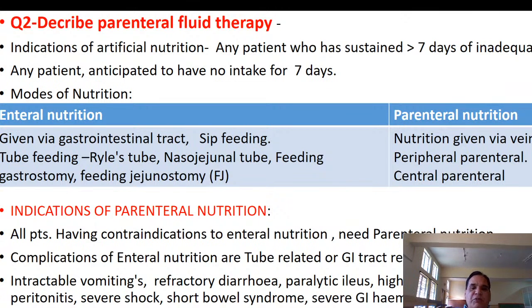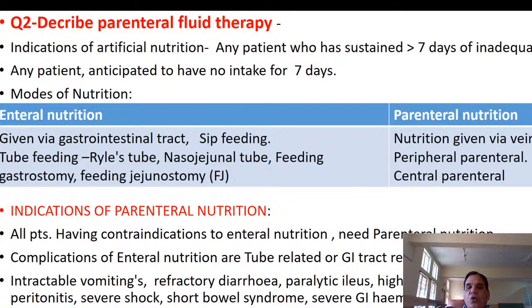Next again a question from general surgery. The question is, describe parenteral fluid therapy. Okay. So what is the need? What is the need of parenteral fluid therapy? It is indirectly artificial nutrition. So what are the indications?